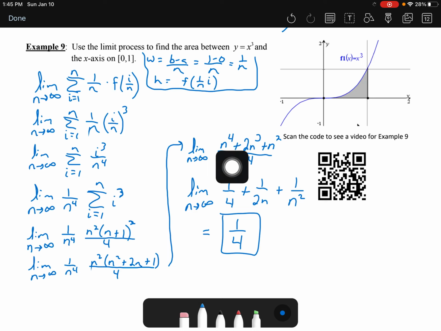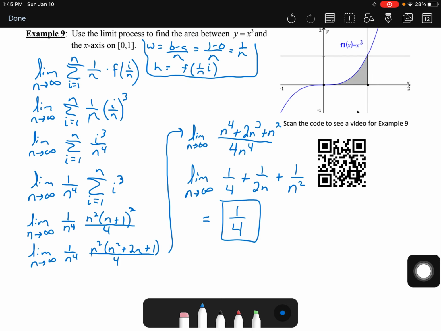But again, the only thing that's really important was the n to the fourth over 4n to the fourth, because that's what we're going to really be left with. I can still simplify these other terms and think of the limit as n approaches infinity, but the 1/4 is my answer, because these other two terms, again, are going to end up going down to 0. So the value of that area is going to be 1/4 unit. Okay, and that's about it.